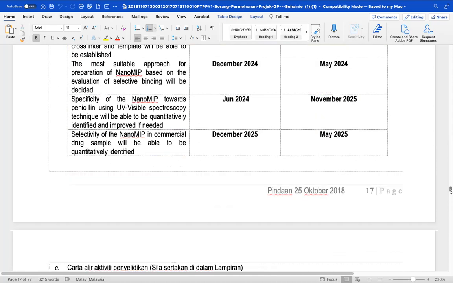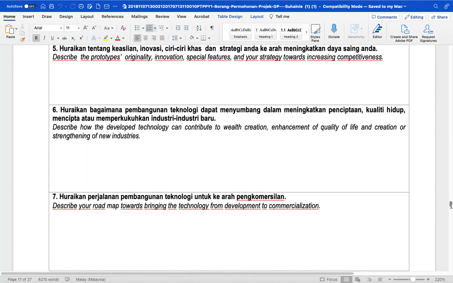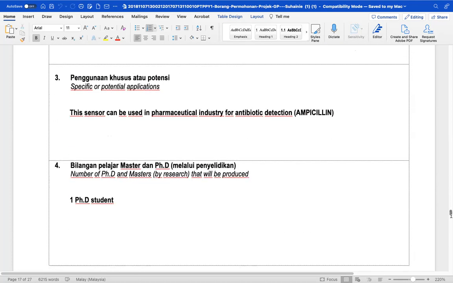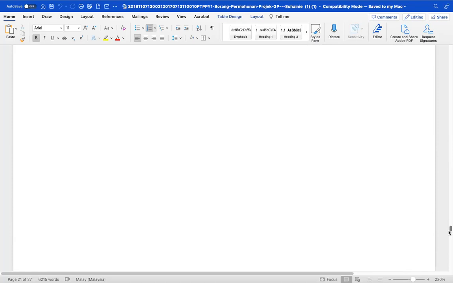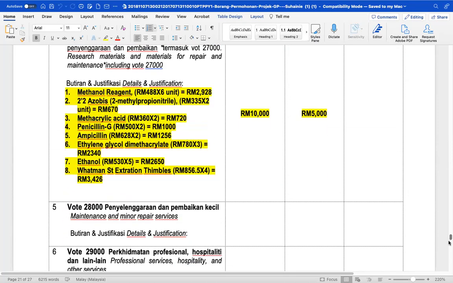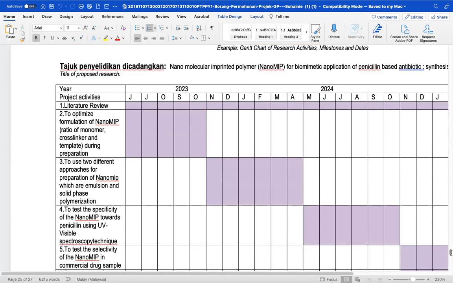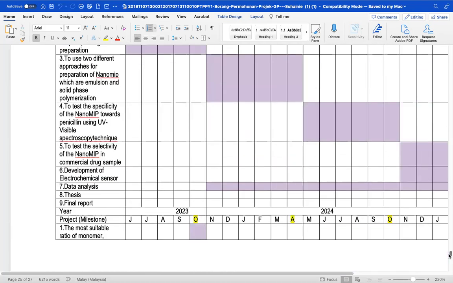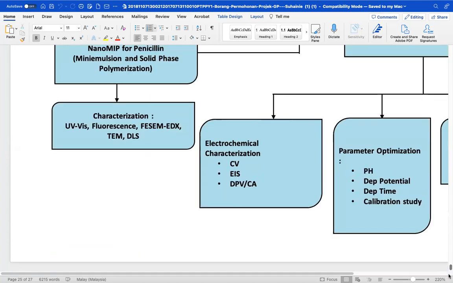Then milestone. Yeah, I think that's it. So one thing that I didn't show you is the risk. Okay, I think we have it here. Okay, this is the Gantt chart. The flow chart. Okay, so what I don't have here is the risk assessment.